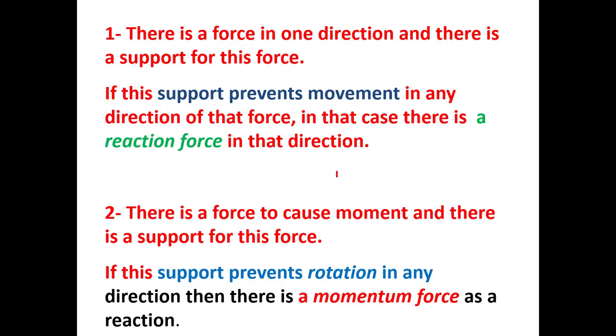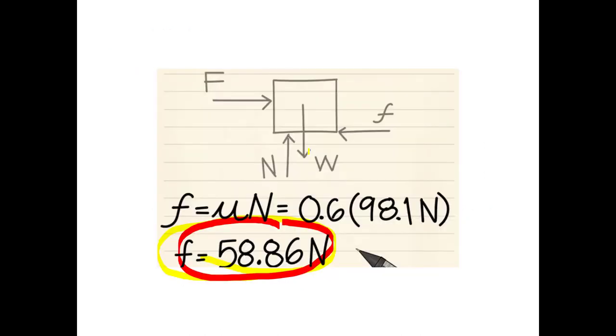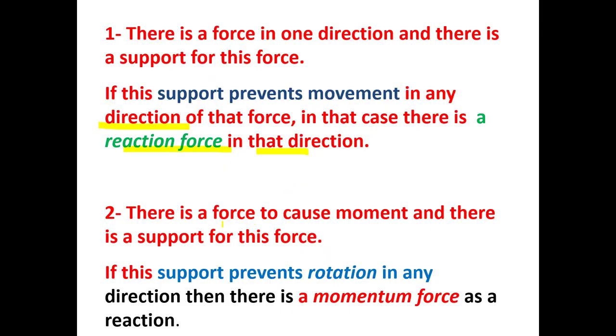Let's remember the famous theories, Newton's theories. If there is a force in one direction and there is a support for this force, if this support prevents movement in any direction, in that case there is a reaction force in that direction. So this is N and W, and this is also F and here the friction force. And in the same idea, if there is a force causing a moment and there is a support for this force, if this support prevents rotation, it means that there is a moment as a reaction at this support.